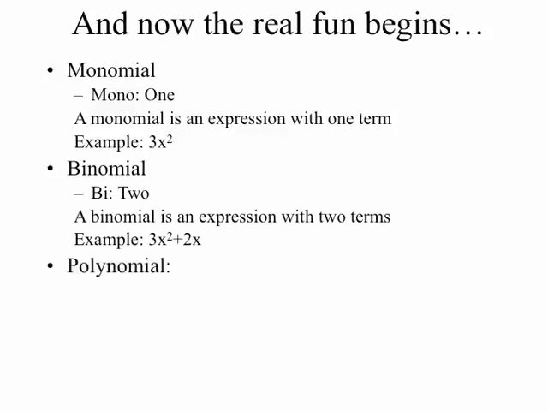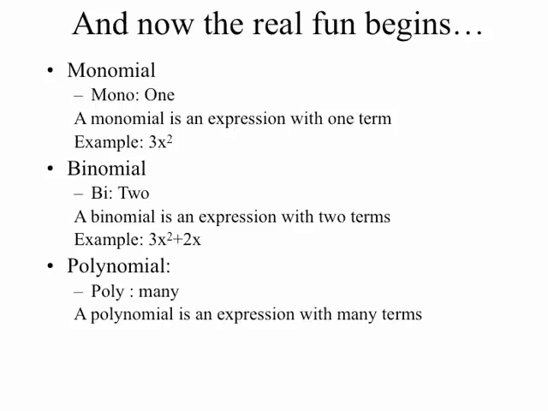A polynomial, the prefix poly, just means many. A polygon has many sides. A polynomial has many terms. An example of a polynomial is 3x squared plus 2x plus 3. In this case, it happens to be a trinomial. It has three terms. A polynomial could have 2 or 3 or 4 or 100 different terms. Poly simply means many.